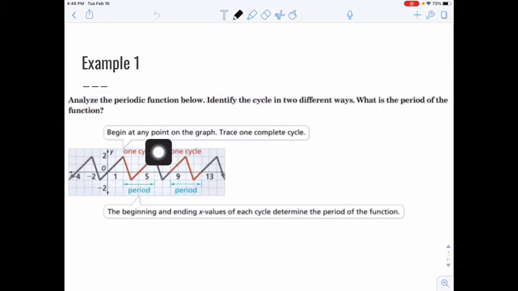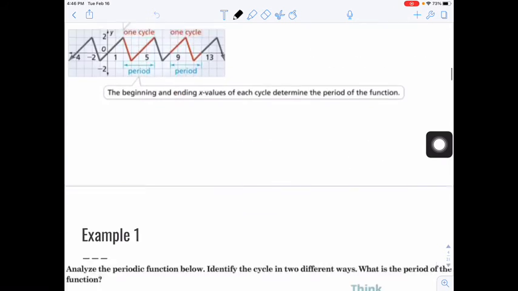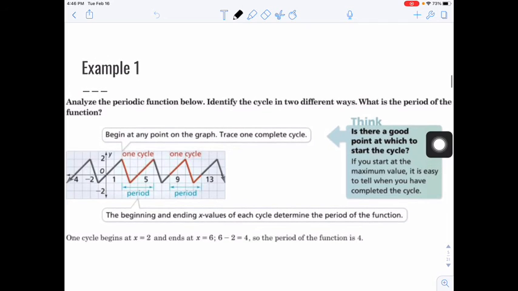You can begin at any point on the graph and trace one complete cycle. The beginning and ending x values of the cycle determine the period of the function. So on the next slide, we have some examples of answers we could have.